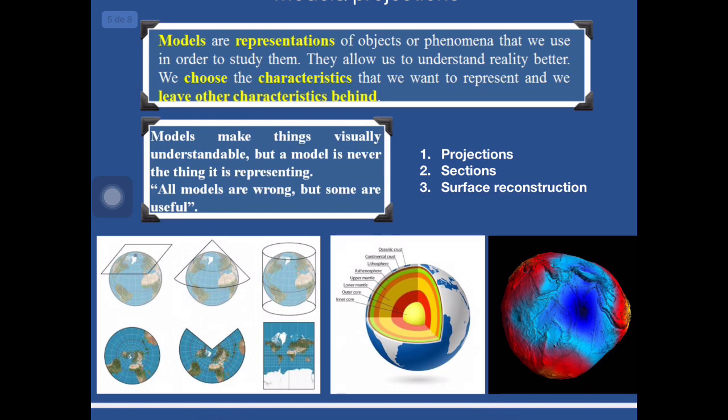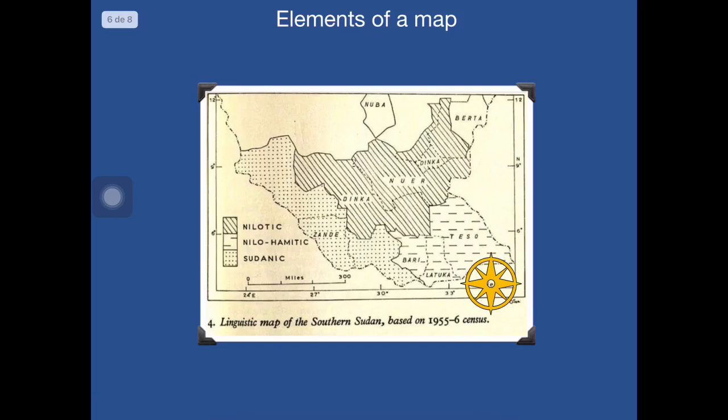So topic number 3, elements of a map. Here you have a very nice map. Actually, I used this map in one of the presentations that I gave you, and I only had to include this element of a map, the compass rose. It was the only one missing. But remember, first element of a map, a title. In a title, you are going to say what the map is talking about. So it says linguistic map of the Southern Sudan based on 1955 and 1956 census, okay?